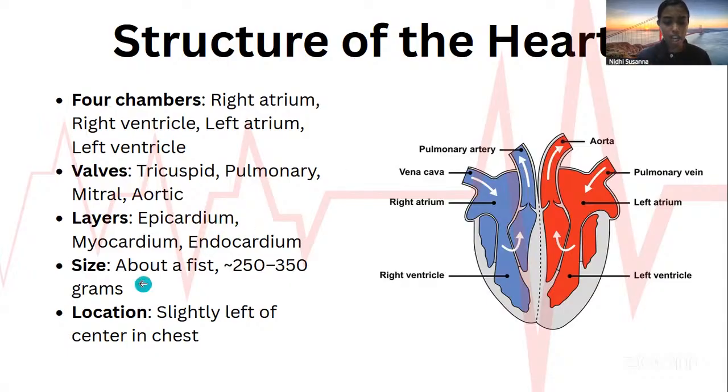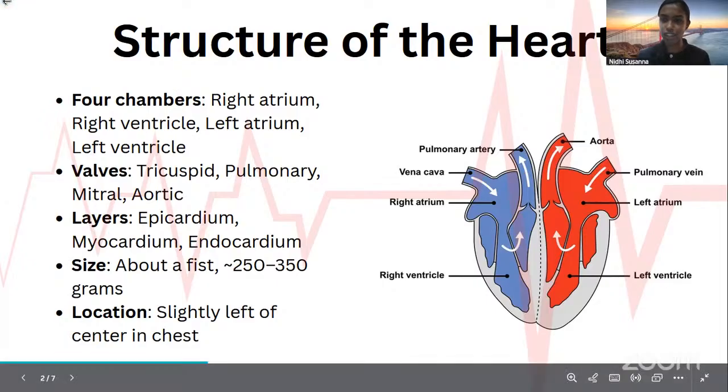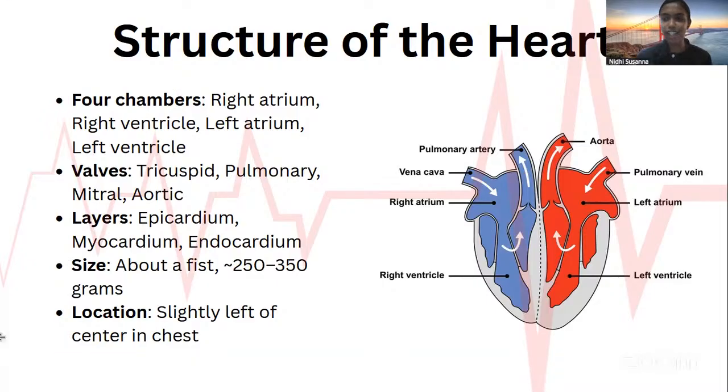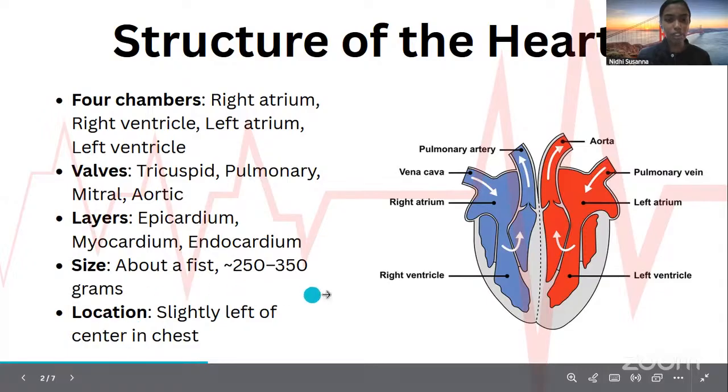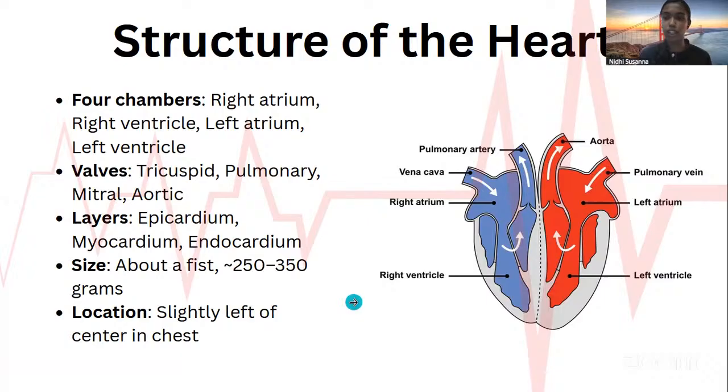The heart is about the size of our fist. If we make our fist like this, this is what is inside our body, which is kind of crazy for me to imagine. That's the only size we have. It weighs about 250 to 350 grams, and it's located slightly to the left of our chest.